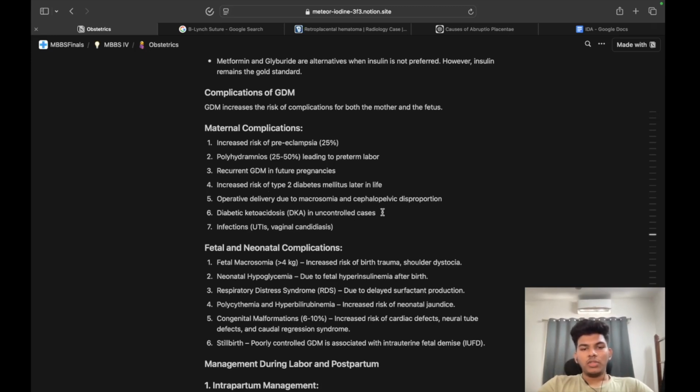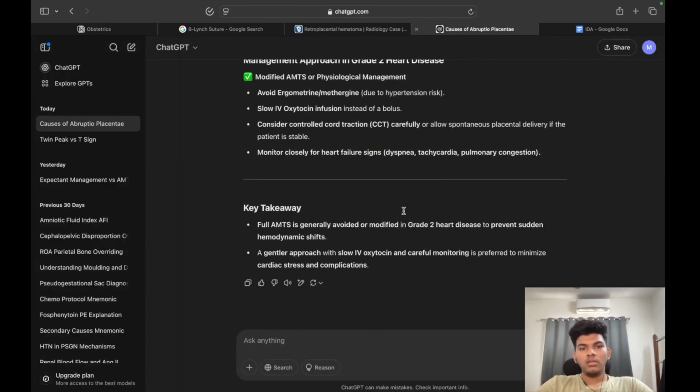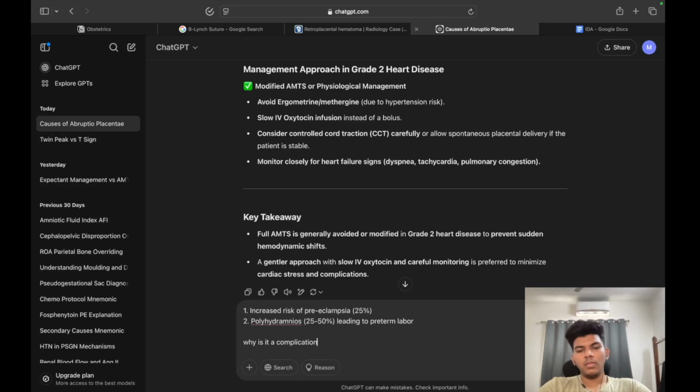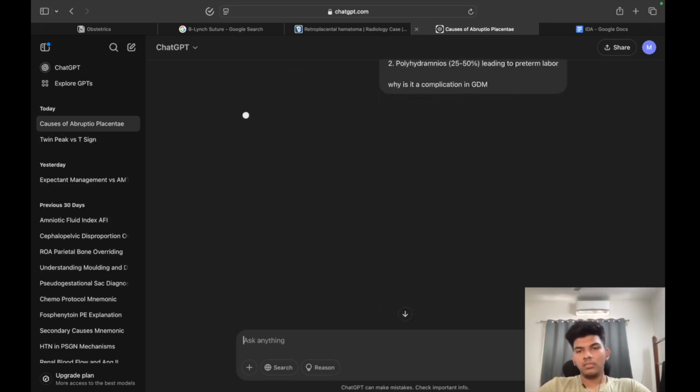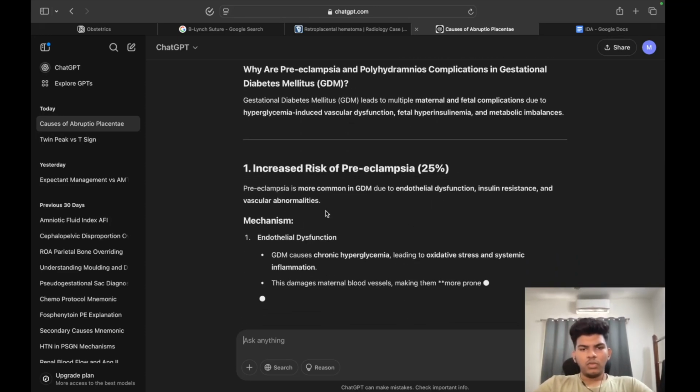This one, diabetic ketoacidosis, makes sense, and infections, because increased blood glucose leads to increased substrate for the bacteria to grow. So for these two things we need to have some idea of what the mechanism is, so that we remember how it works and can write it. Why is it a complication in GDM? Why preeclampsia?